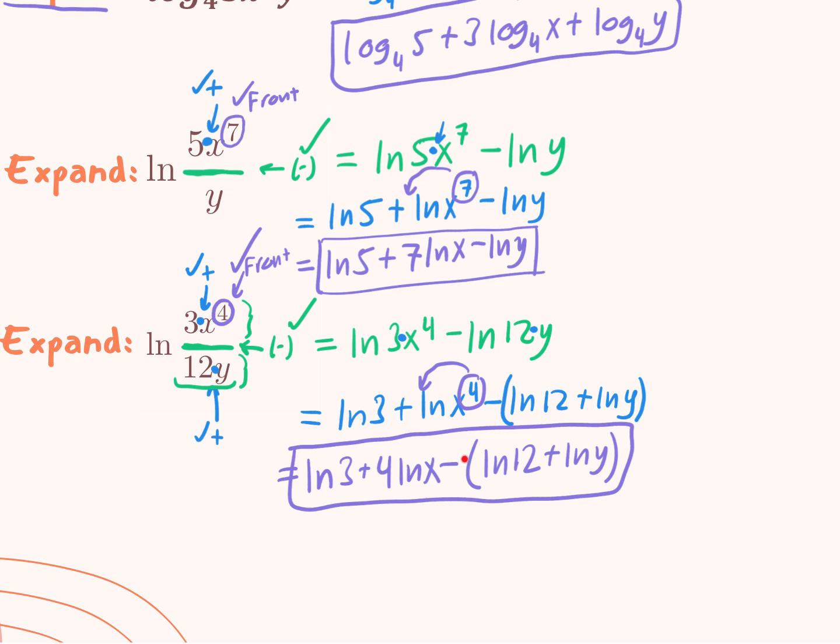If you wanted to, you could also distribute that negative to the ln of 12 and the ln of y and make it minus ln of 12 minus ln of y. That's perfectly fine, but you can also just leave it like this, right? That's fine as well.